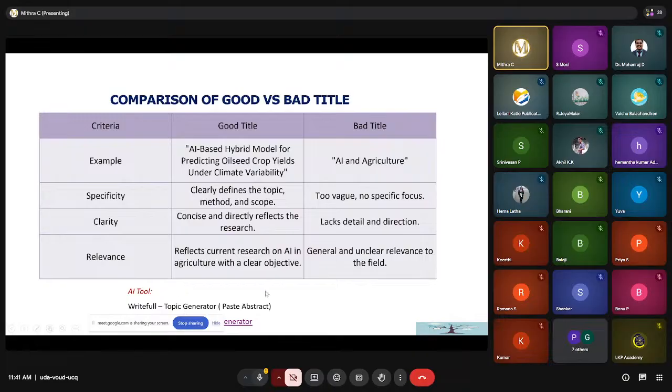How to generate the topic? Yes, ma'am. Yeah.